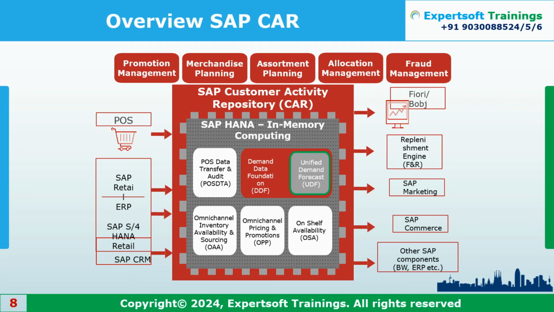And once you create your allocation plan, then you send it to your S4 system to further create purchase orders and stock transfer orders: purchase orders to buy from the vendor, and then stock transfer orders to send the stock from the DC to the store. But the initial planning bit you can do in CAR. That is allocation management.